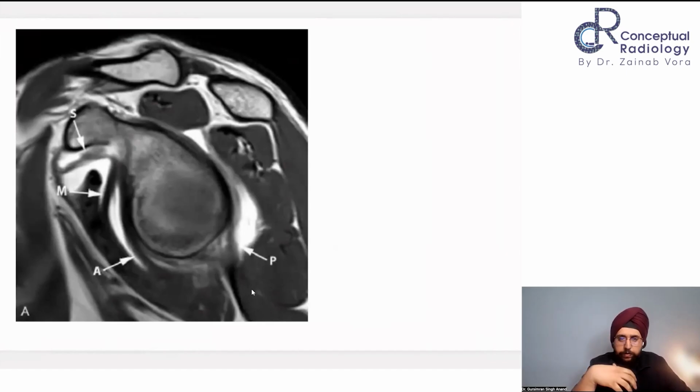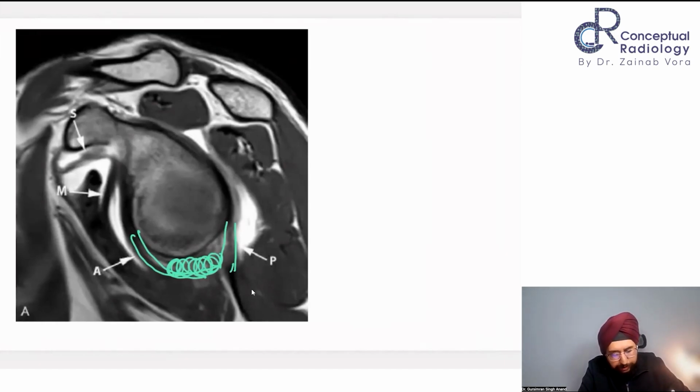Okay, so when there is less effusion, you will see the bands more properly here. And the anterior and posterior bands are relatively more hypointense in comparison to the lax fold in between. But this whole fold is basically your axillary recess. Okay.